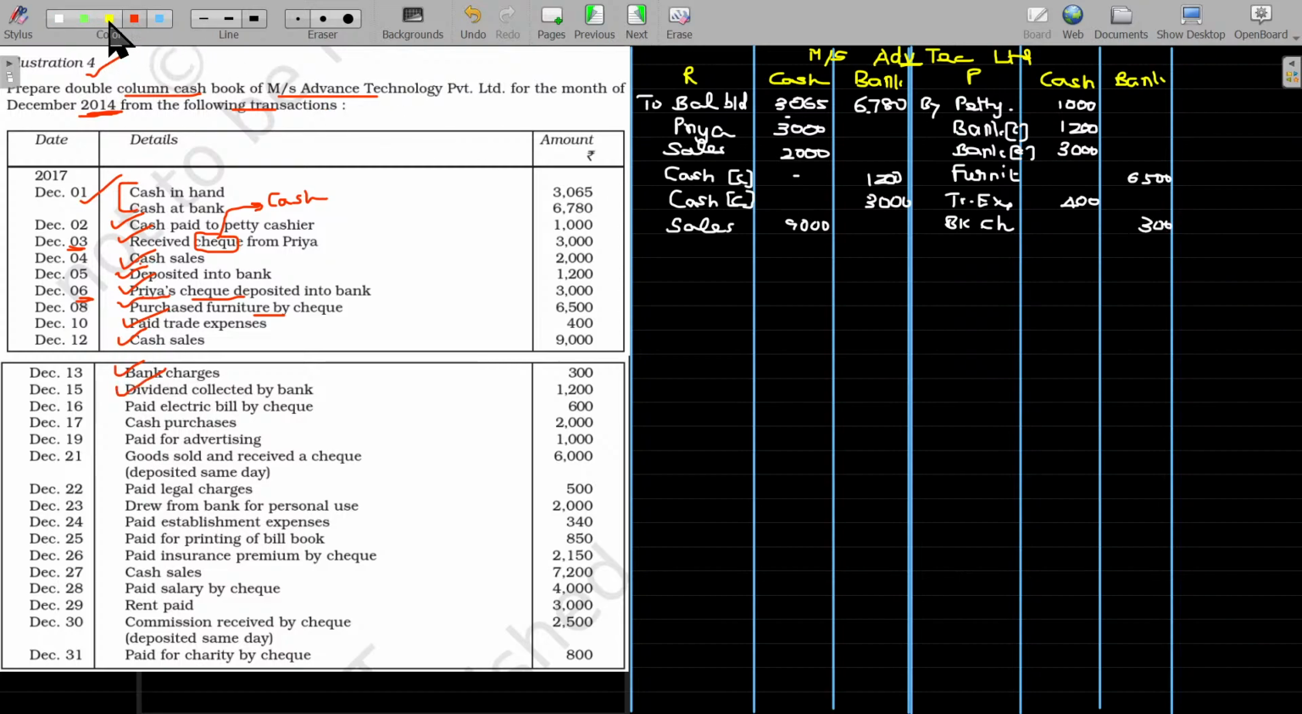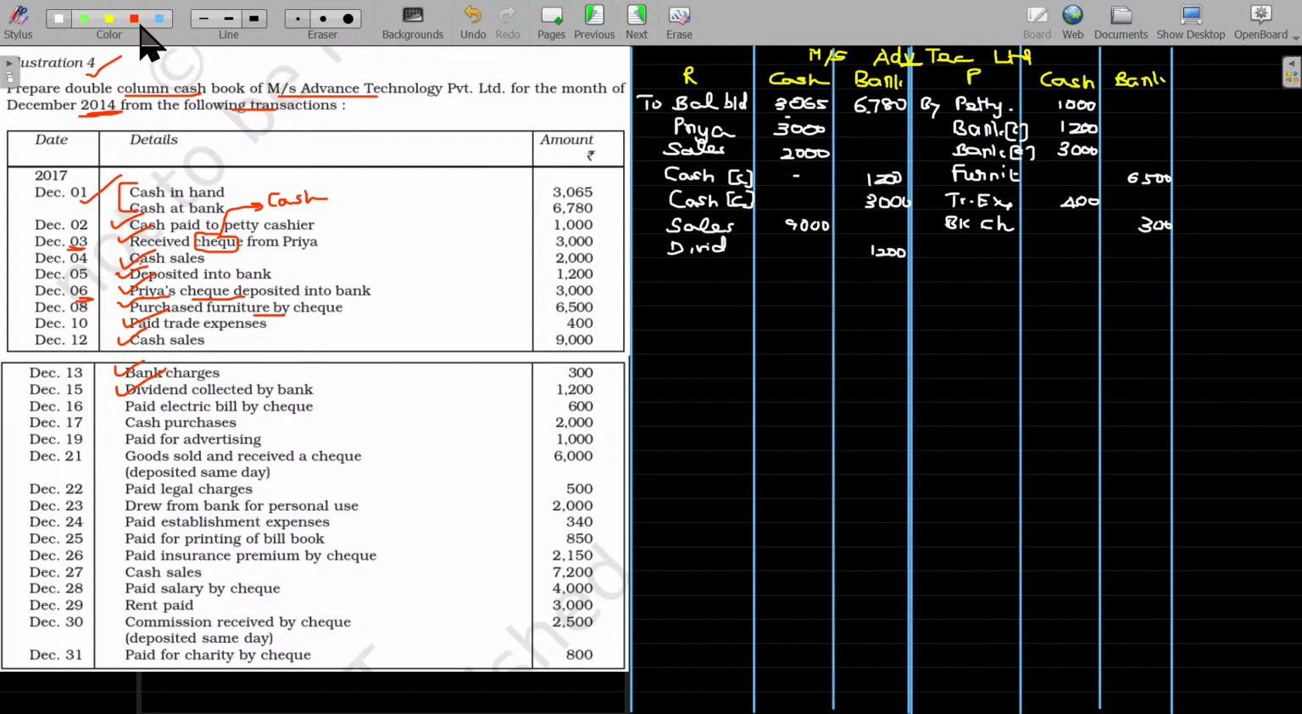Dividend collected by the bank. Dividend collected, so dividend received. That too, the dividend is received by our banker, recorded in the receipt side of the cash book, especially the bank column, 1200. Is that okay?